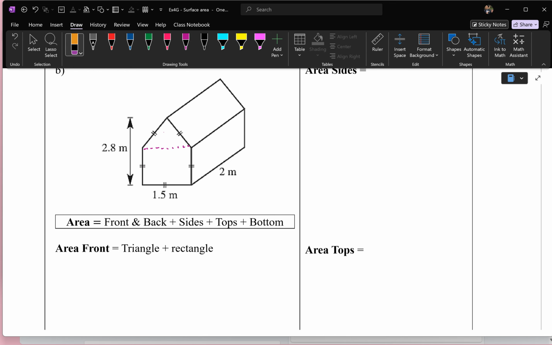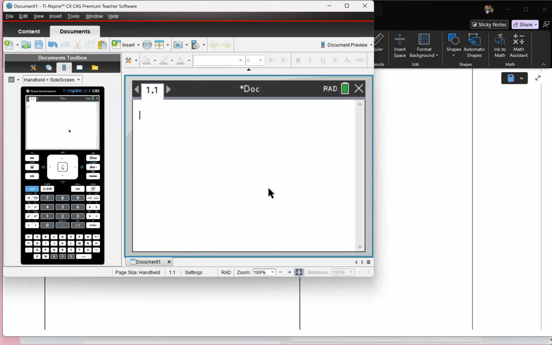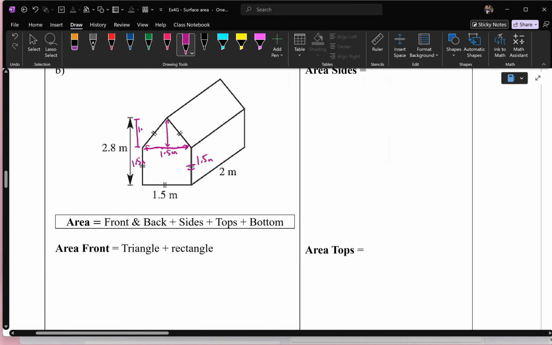So if you wanted to find the area of the triangle, we need the height. We know the base already. The base is clearly 1.5 meters. So what's the height? Well, see these dashes here? That implies this is also 1.5 meters. Since this is 1.5 meters, then what is the height of the triangle? Since you know the total is 2.8, well, 2.8 take away 1.5 gives you 1.3 left. So this must be 1.3. Okay, so the height must be 1.3.